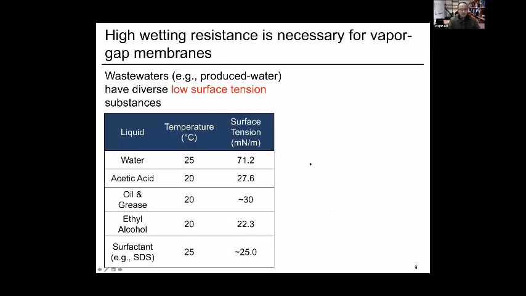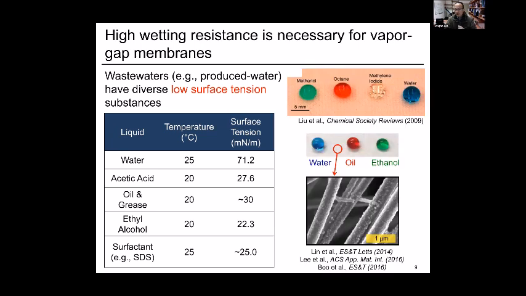However, the problem is that industrial wastewater has lots of different contaminants, such as oil and grease, alcohol, and surfactant, which can reduce the surface tension of the wastewater. And such low surface tension wastewater creates a risk of wetting the hydrophobic, or wetting-resistant, membrane.